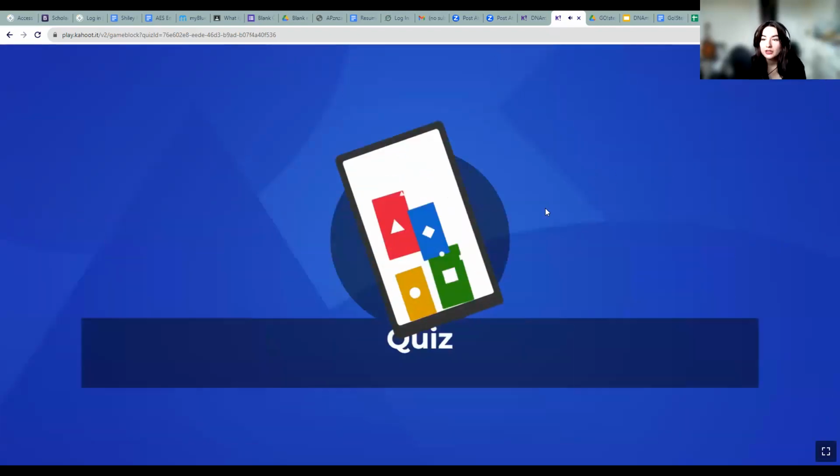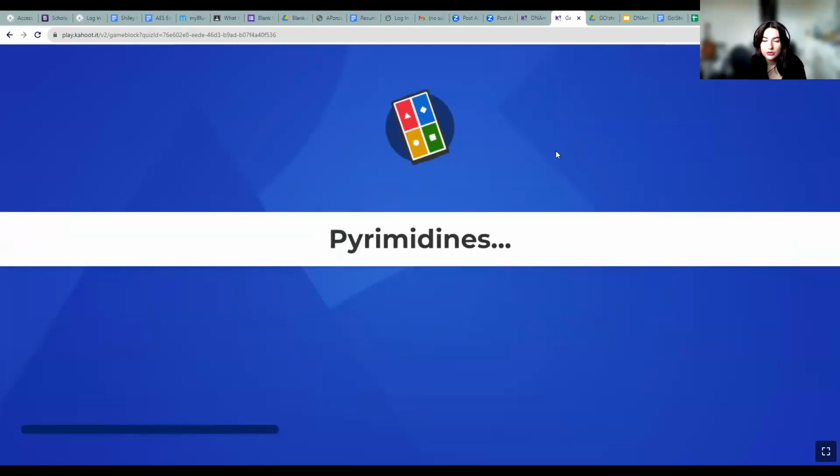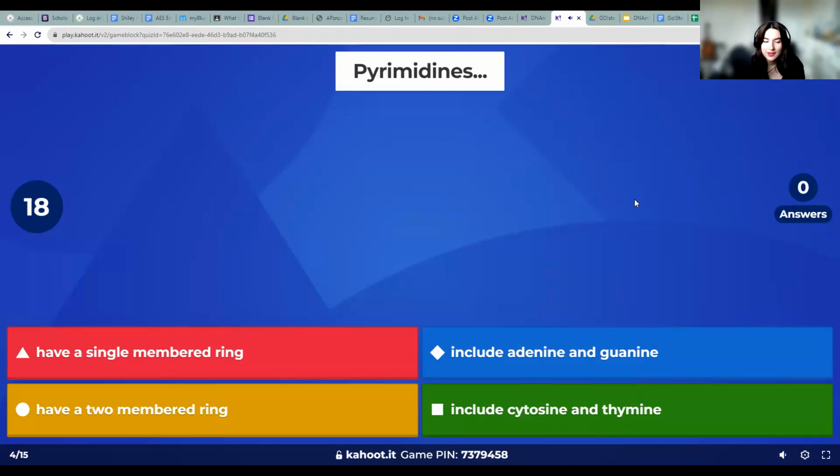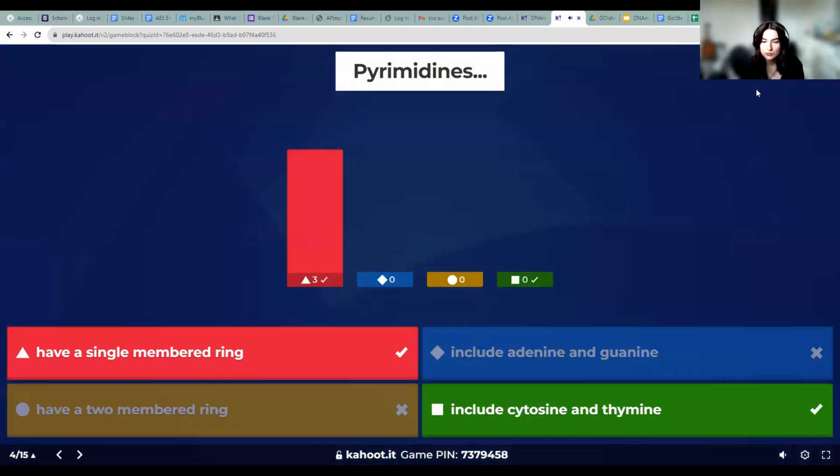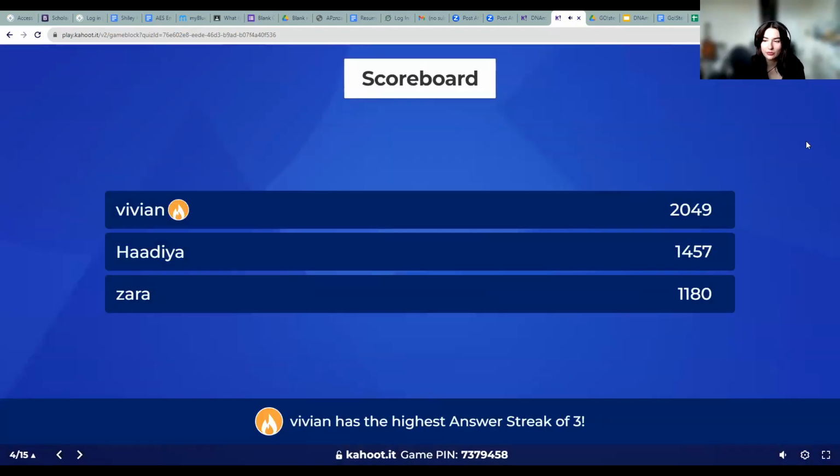All right. So this is the same thing, pyrimidines, just finish the answer. Single-membered ring, two-membered ring, adenine, guanine, cytosine, and thymine. Same answers. So pyrimidines include cytosine and thymine and have a single-membered ring. They're much thinner than purines are. And I think everyone got that right.